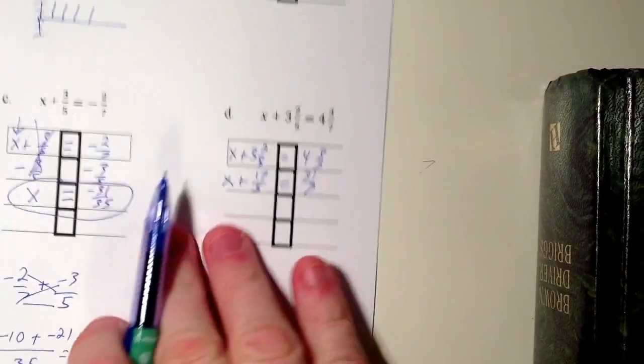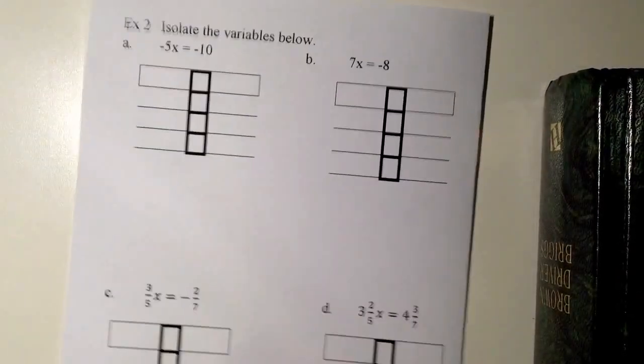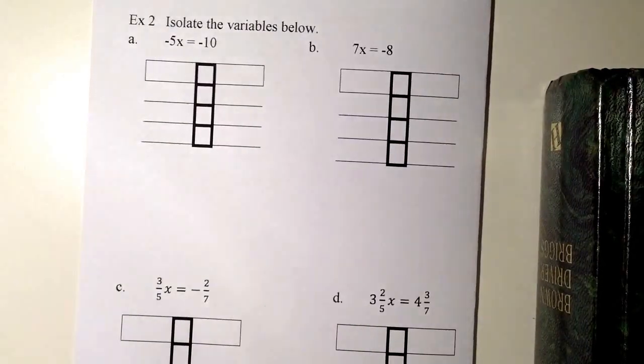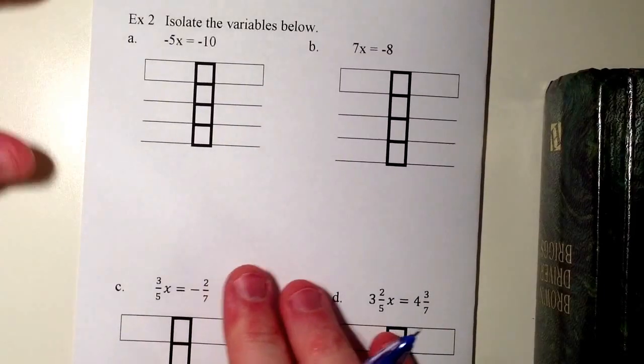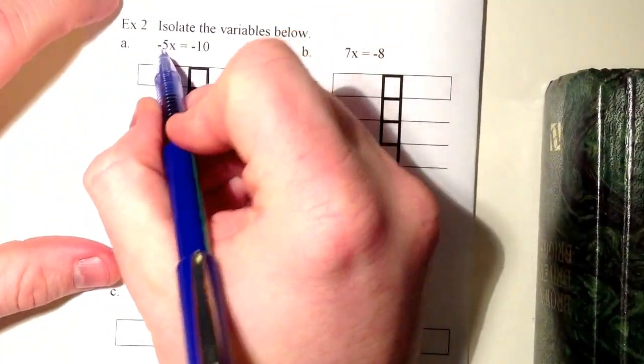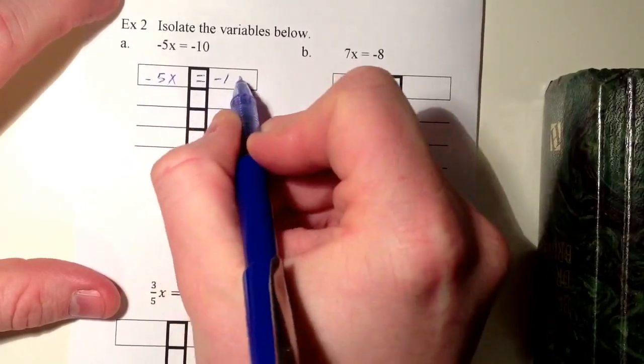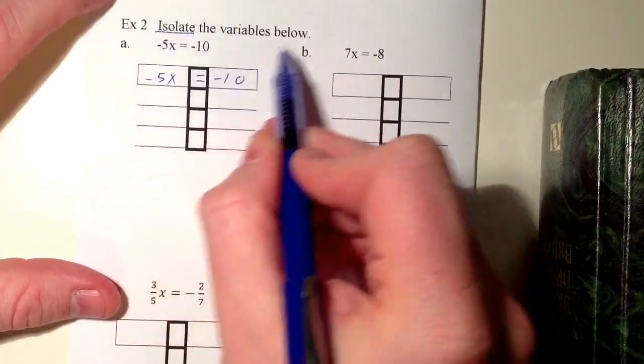All right, so now take your sheet, flip it over. We're going to try some of these examples down here, back here. Very, very similar. Not necessarily going to be anything really difficult. So the idea here again, let's write it. Negative 5x equals negative 10. This time I said isolate the variable below.